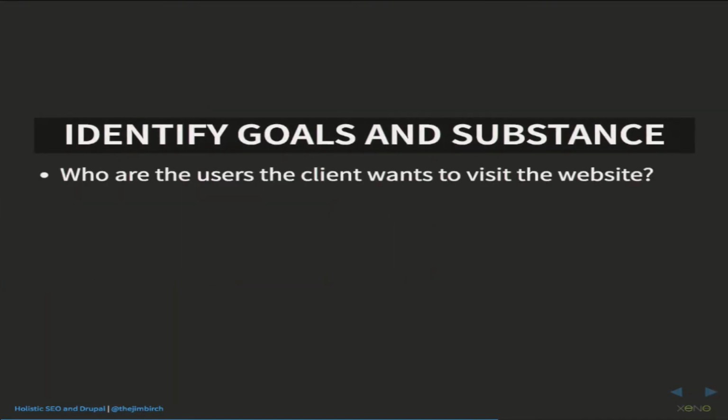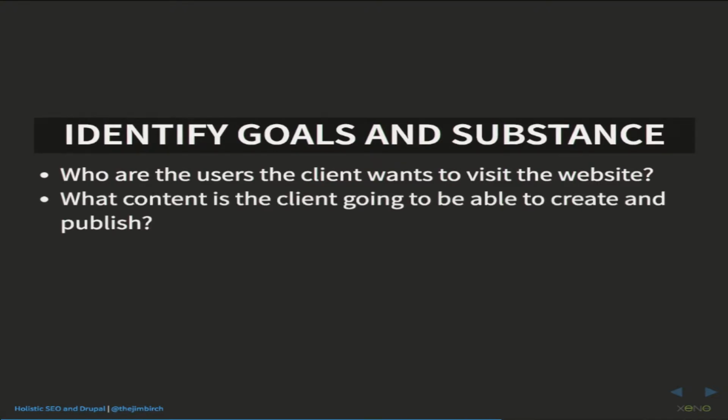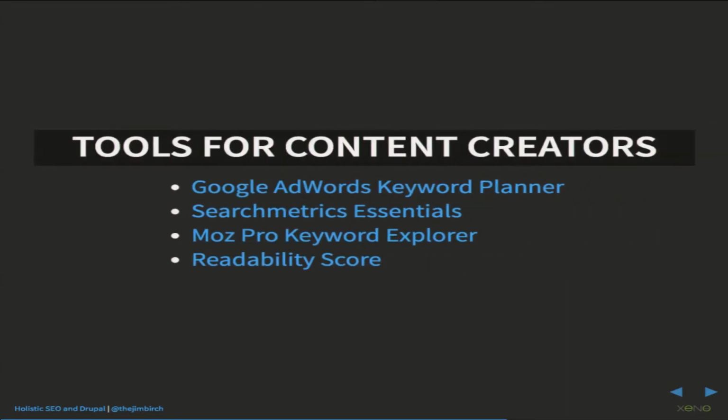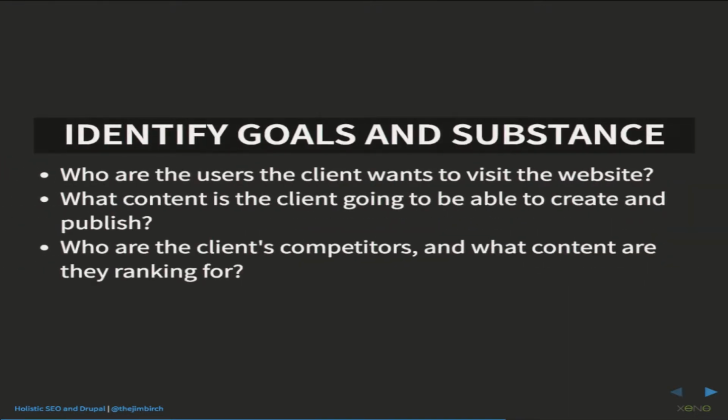So when we're identifying goals, who are the users the client wants to visit the website? What content is the client going to be able to create and publish? And who are the client's competitors and what content are they ranking for? That's where those tools come in handy. So if I published magazines and I had a competitor magazine, I'd put their URL in the search engine tool and see what keywords they're ranking for, see what articles they're writing about, and then see if there's any opportunities there, or we're going to write about something else.